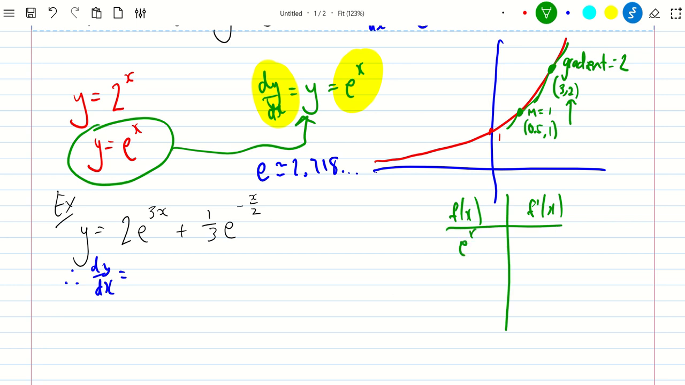So e to the x, the derivative is e to the x. If you've got e to the kx, so e to the constant times x, then that constant will come down the front and multiply by that function. That's just the chain rule. And also if you've got e with some function g of x up in the power, then the derivative of that power comes down the front, and then everything else just stays the same. So e to the power of some function of x, the derivative of that function of x comes down the front, and then e to the g of x just stays the same.